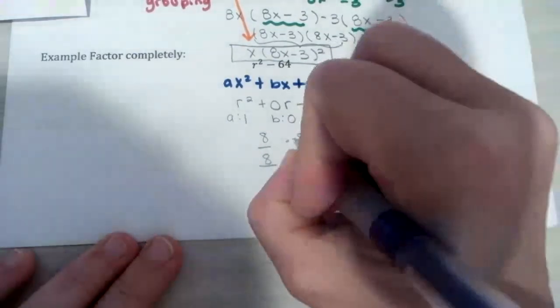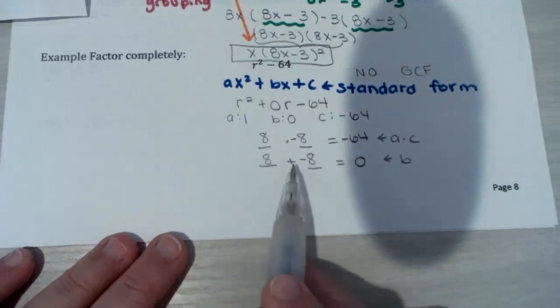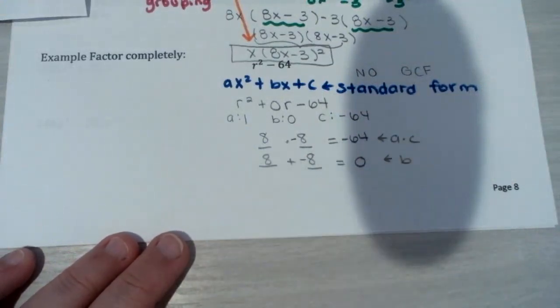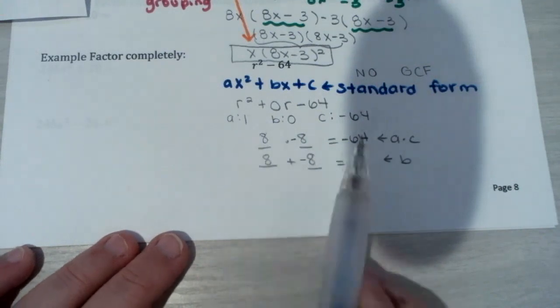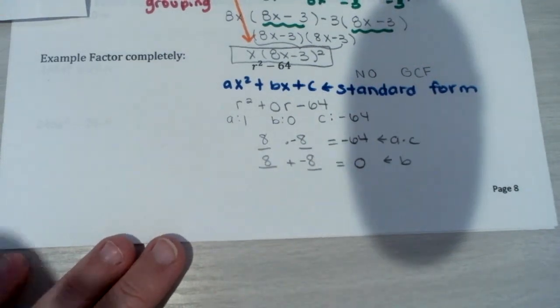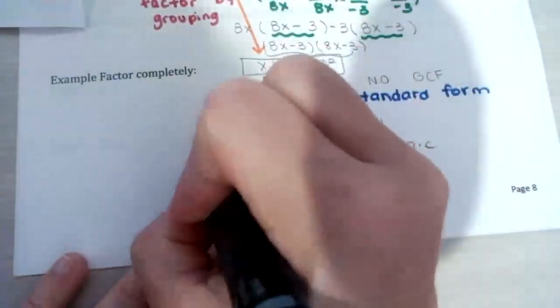And in order to add together to give me 0, they're the same, so one has to be negative. So 8 times negative 8 is negative 64. 8 plus negative 8, or 8 minus 8, gives us 0. So notice 8 and negative 8 are the only two numbers that will satisfy both conditions. All right, so we filled in our blanks. Thankfully here, our A value is 1.